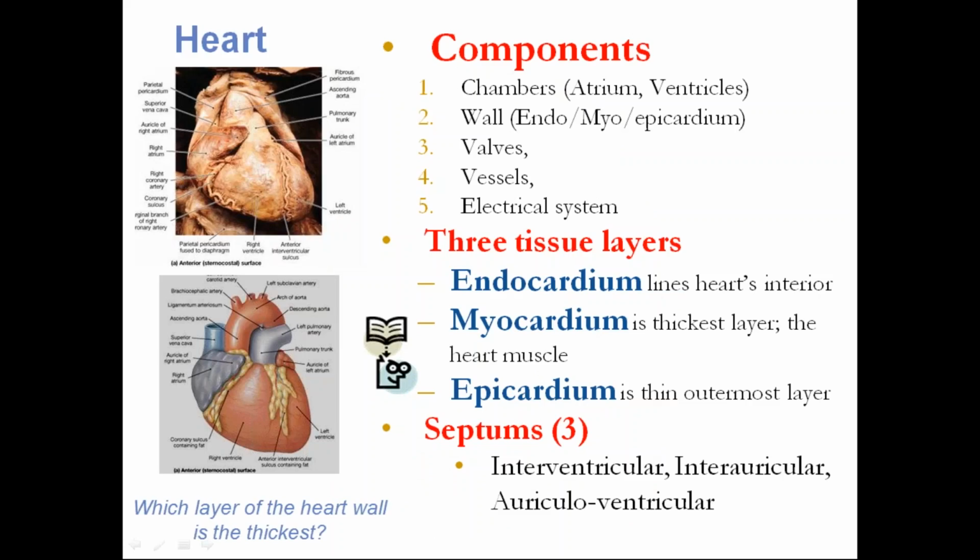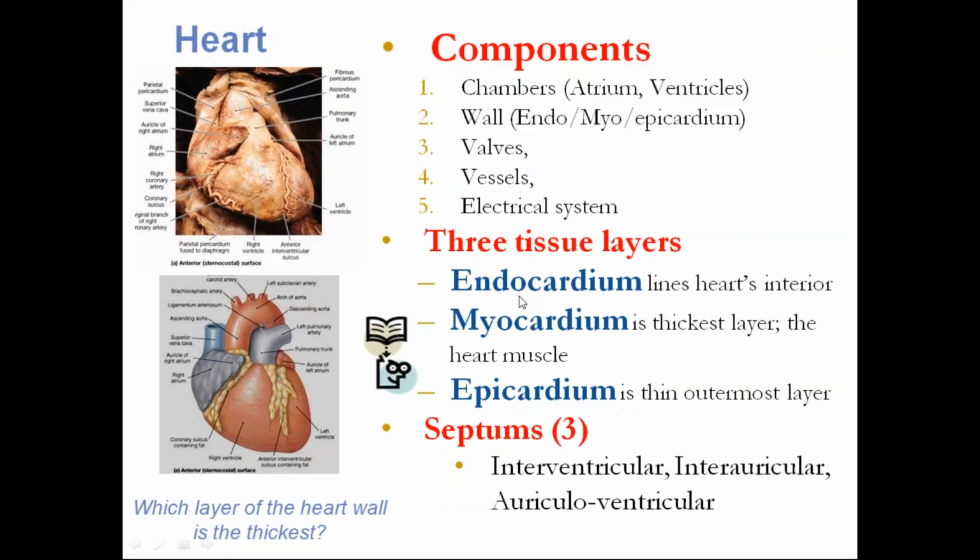So the components of the heart: we have chambers, those are the cavities. We have the wall of the heart. We have the valves. We have vessels and the electrical system. All these components are very critical in order to understand the physiology of the heart. Number one, we talk about the three tissue layers of the heart.